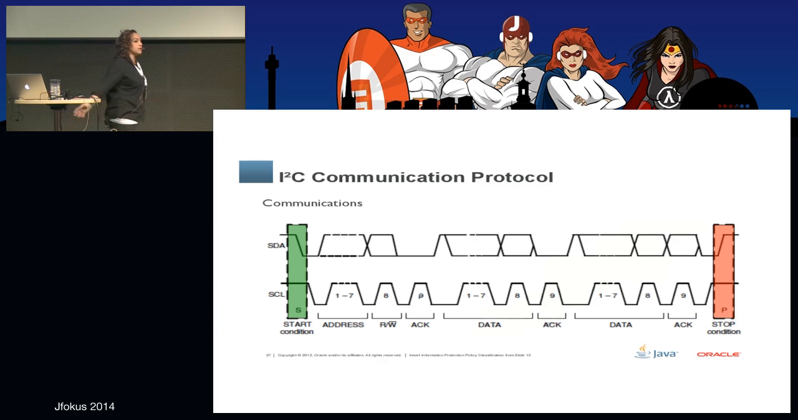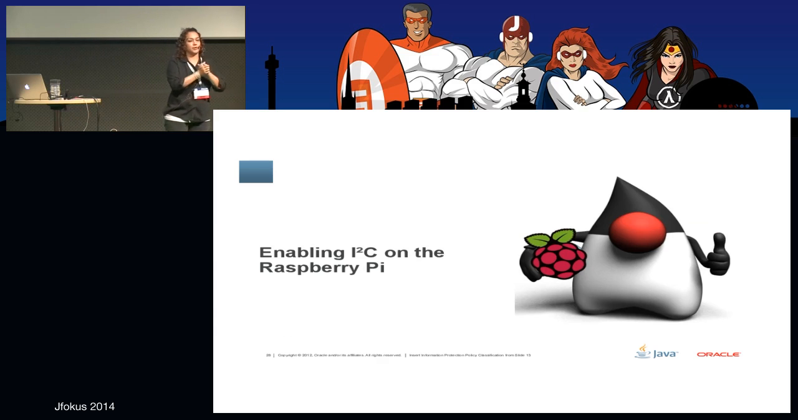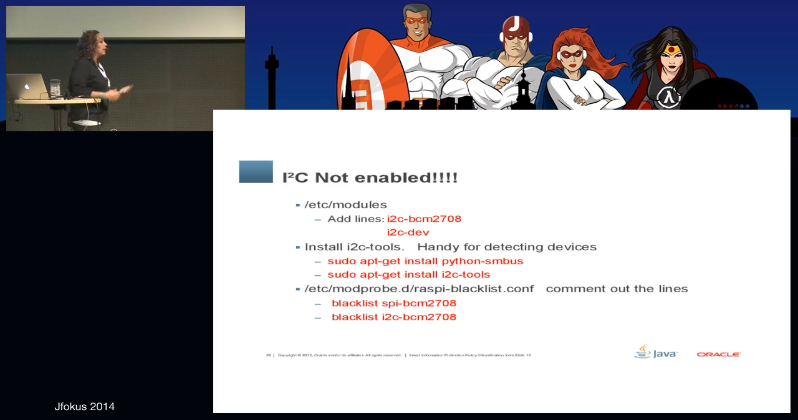Okay, so that was 3 slides for I2C, so now we are all experts on I2C, okay? Perfect. So now, enabling the I2C on the Raspberry Pi. Again, it was a big surprise for me that it was not enabled. I have no idea. So first thing, you need to go to /etc/modules and add those first 2 lines. And then there are some tools, I2C tools. I do find it very useful.